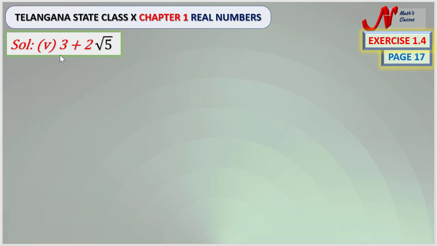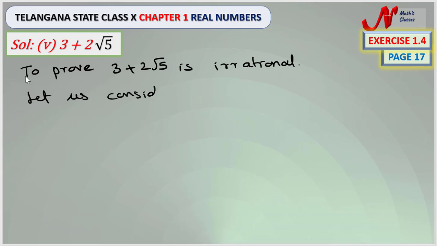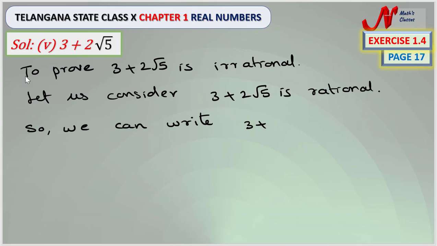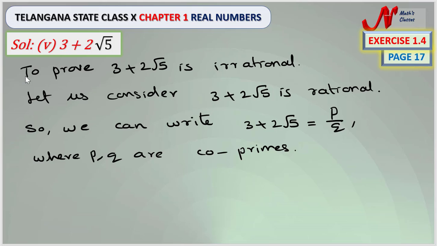Now we have to prove 3 plus 2 root 5 is irrational. To prove 3 plus 2 root 5 is irrational, let us consider 3 plus 2 root 5 is rational. So we can write 3 plus 2 root 5 is equal to P by Q, where P, Q are co-primes. We already know that co-primes means P, Q do not have a common factor other than 1.